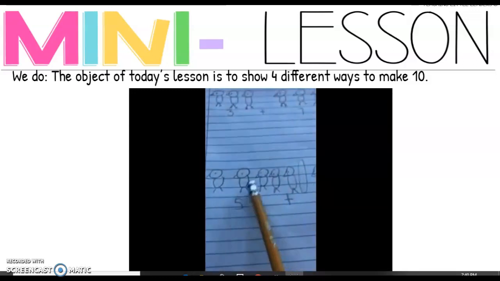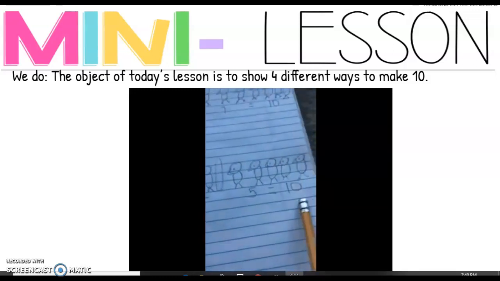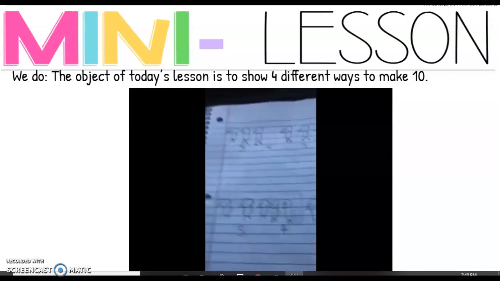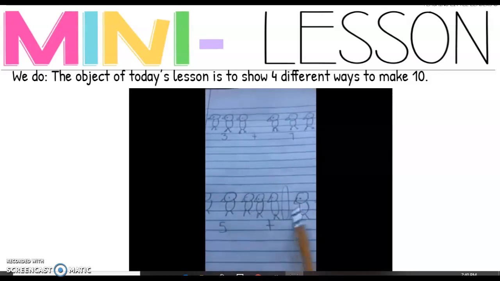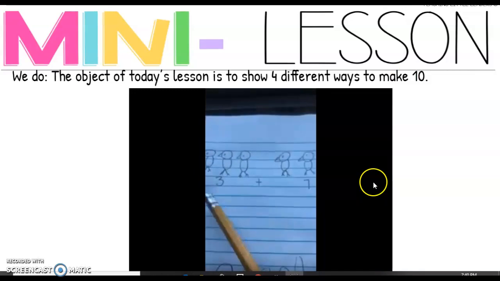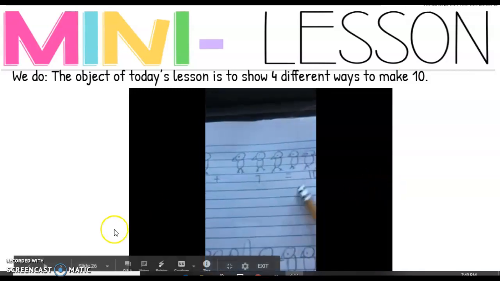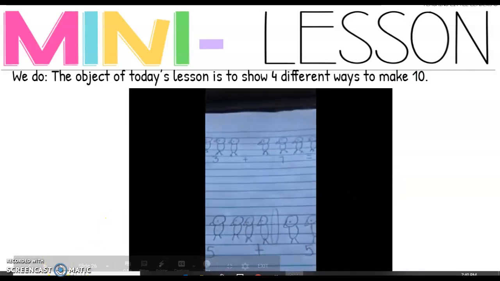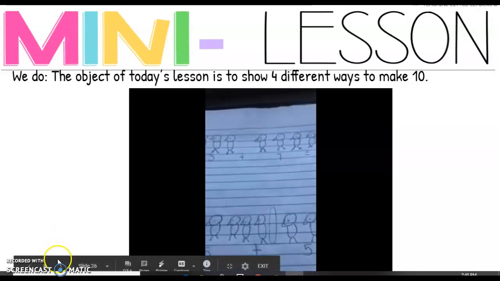So again, 5 plus 5 equals 10. And this way is different. 5 plus 5 equals 10 is different than 3 plus 7 equals 10. So go ahead and kiss your brain.